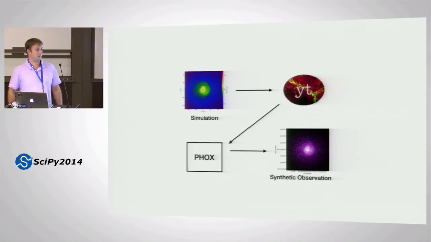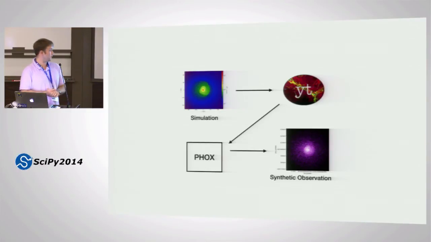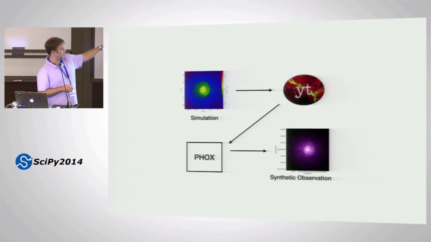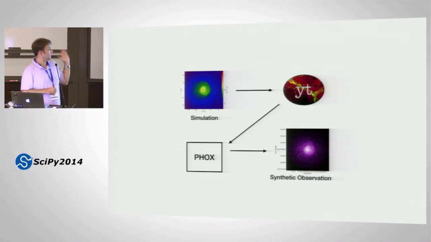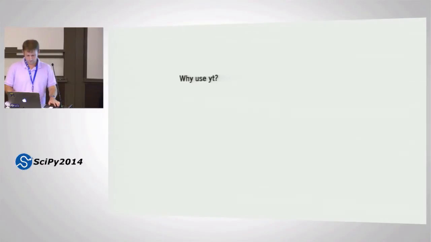So we've taken the PhoX algorithm and we've implemented it in the simulation analysis and visualization package YT, which is going to be talked about later this afternoon. And there are some advantages to that, which I'll describe in the next slide. But the basic idea is that you have a 3D numerical simulation, such as a slice of the density of this one from an Athena simulation. YT is able to get at the data. YT has a version of PhoX that basically generates the photons, and at the end you can produce a synthetic observation.